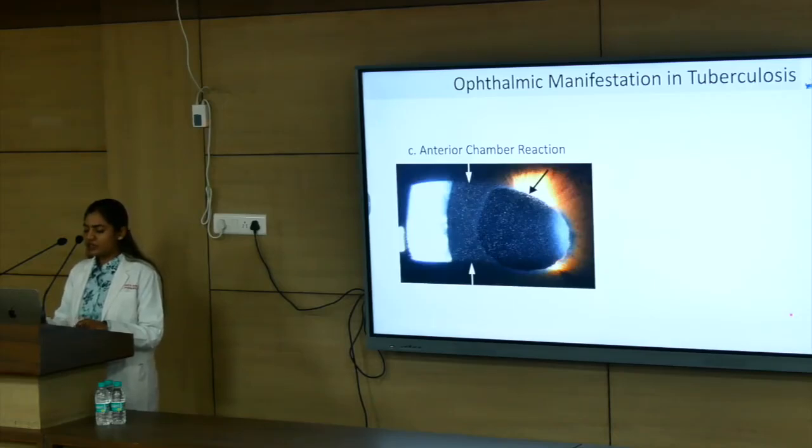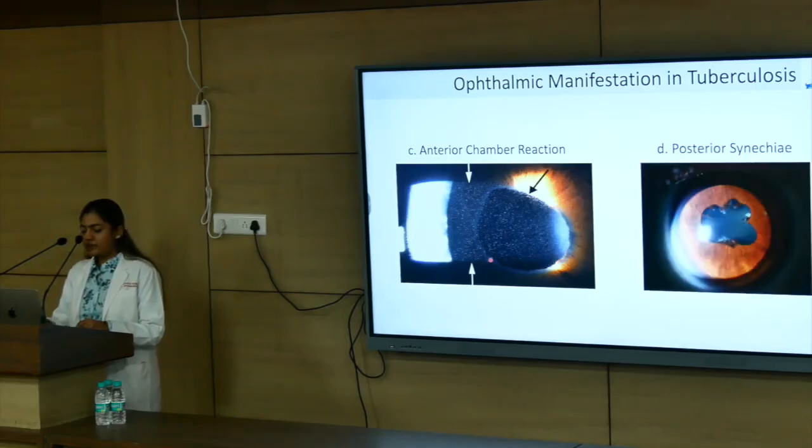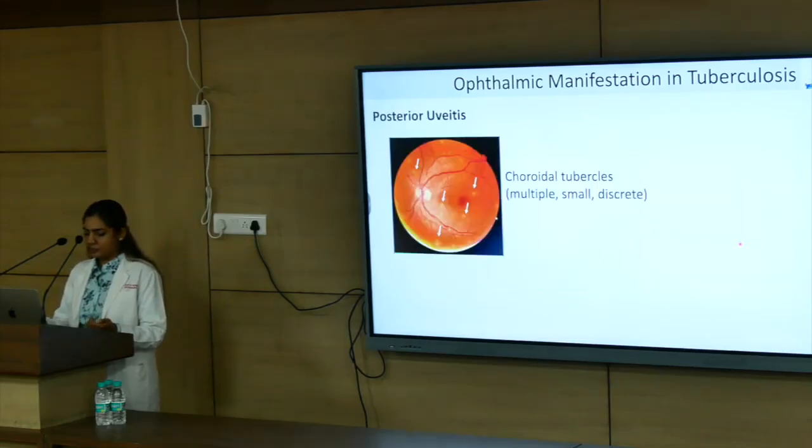Anterior chamber reaction is considered the hallmark of intraocular inflammation. Cells in the aqueous humor can be visualized as floating particles on slit lamp examination. There might be abnormal adhesions of the iris with the lenticular surface. This is known as formation of posterior synechiae. This image shows a festooned pupil, which is observed during dilatation of a patient.